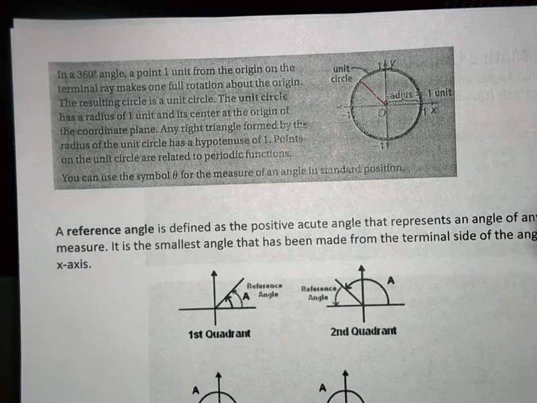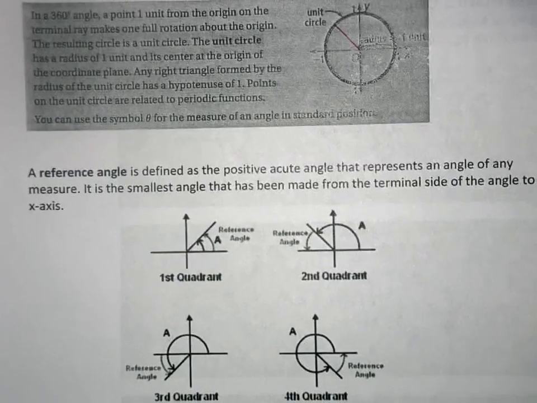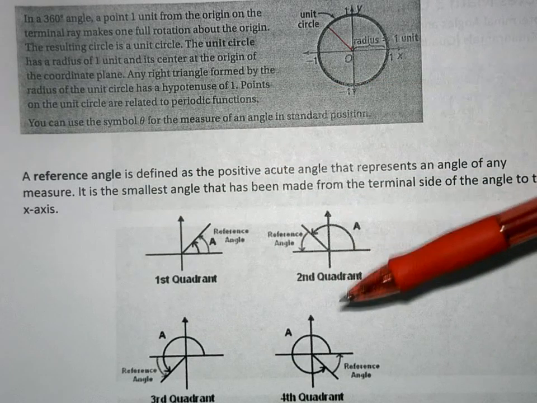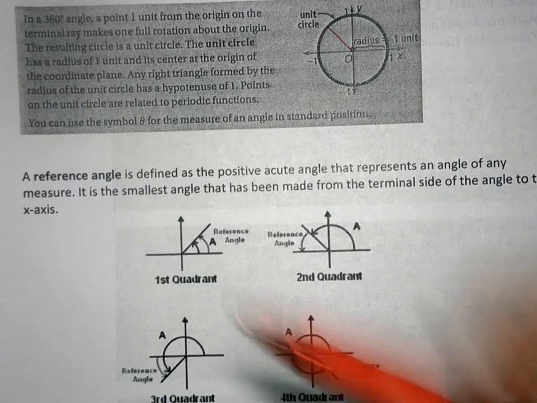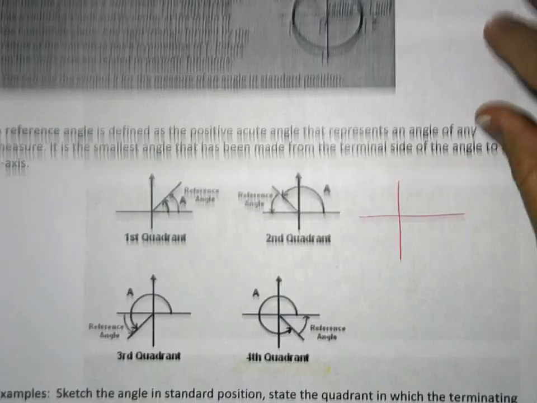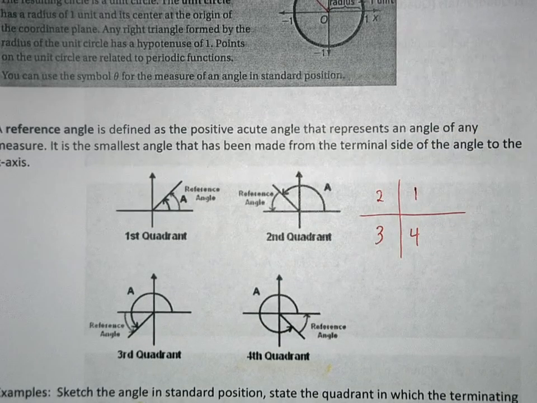Okay? So we've already talked about a reference angle, and that is when you're finding what the angle is to the x-axis, once it ends at the x-axis. You also need to always remember your quadrants, and that they go 1, 2, 3, 4, correct?